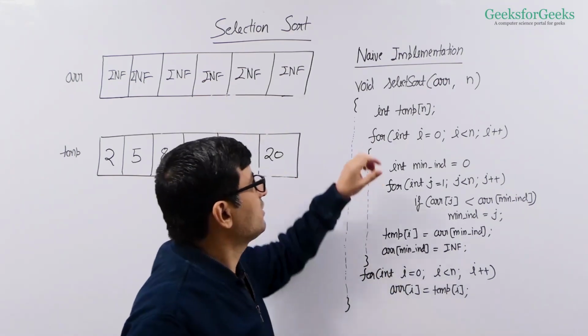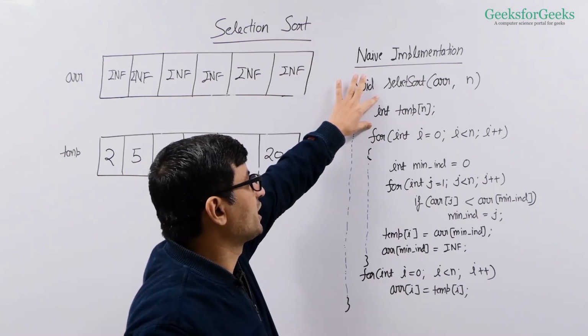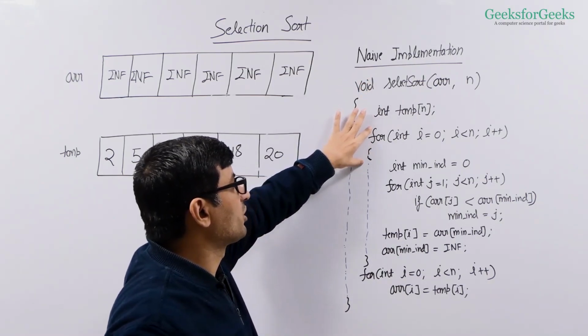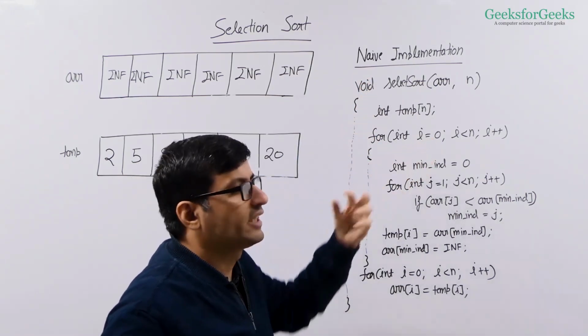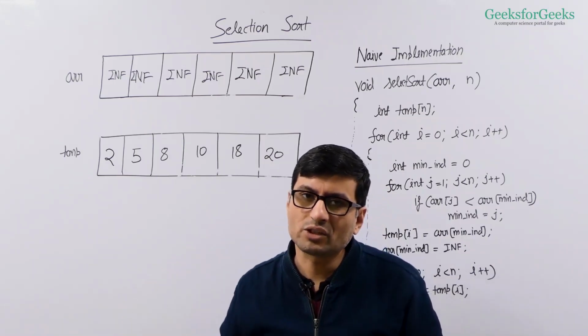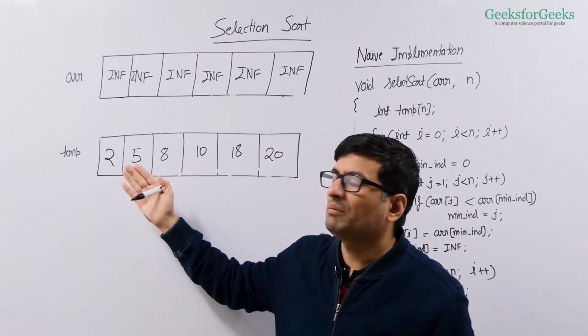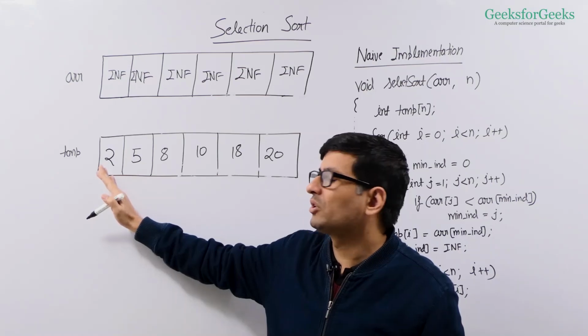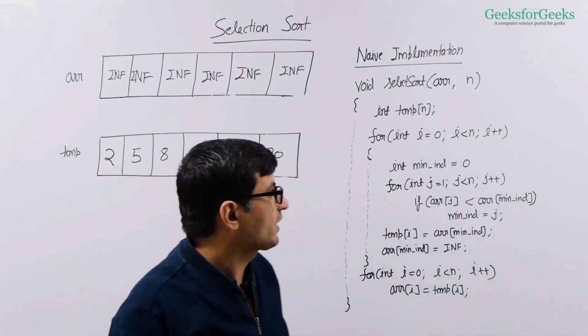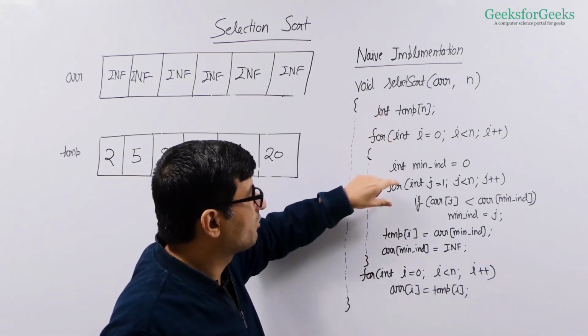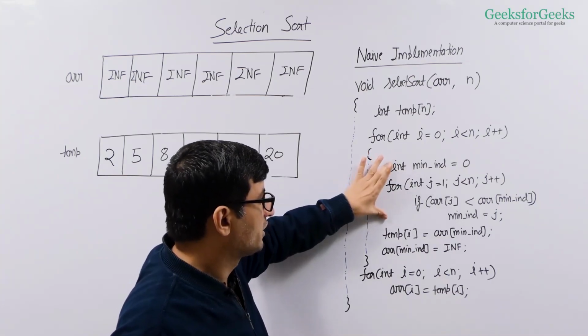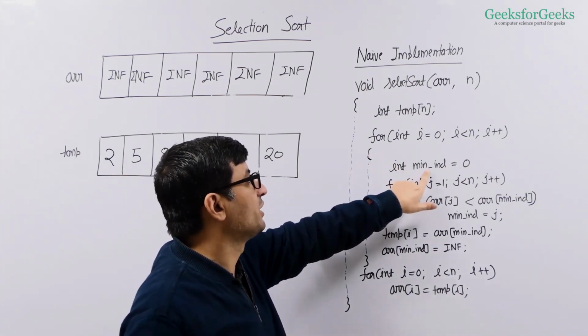Let's see the implementation. We have created a temporary array of same size. Now we are traversing through the input array. This I decides the index where this next minimum has to be put. So first time index I was 0, so we put 2 at index 0. And inside this loop, we find out the minimum element first. Right? We initialize the index of minimum element as 0.